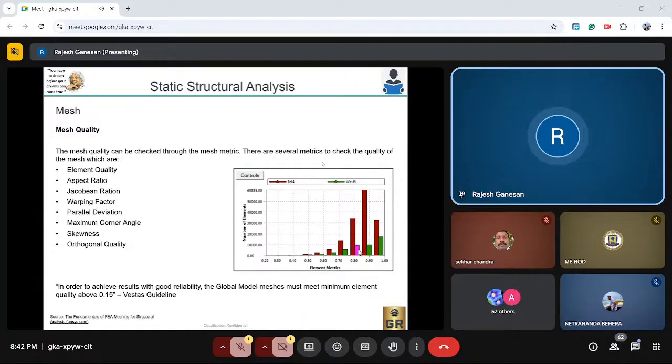So how do they check the mesh quality in finite element analysis? This is actually an old methodology. Right now the software is very much advanced, so we can apply the mesh quality itself. It will automatically apply the recent mesh quality and generate the result. There is no need to investigate what the quality of this mesh is and all. It is not required. Just for knowledge purposes only I have shared this. In order to achieve results with good reliability, the global model must meet a minimum element quality above 0.15. That is one of our customer Vestas's guidelines. Okay.